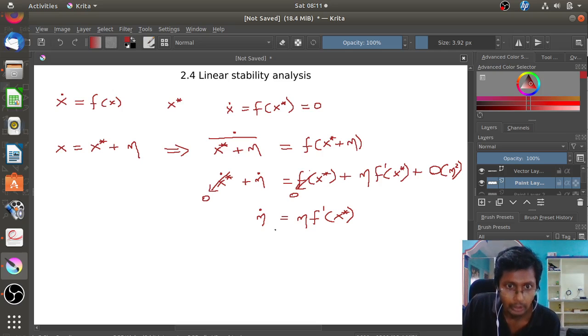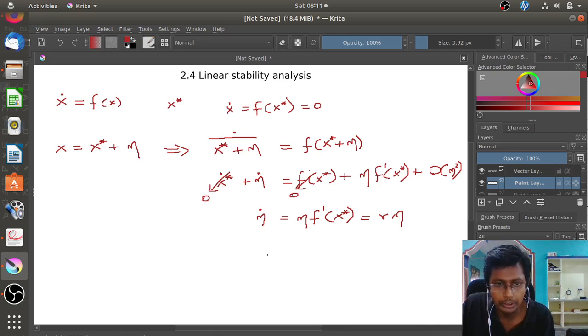Now, for further illustration, let me call this f prime of x star as r, so eta dot equals r into eta. And if I solve this equation, what do I get? That's easy to solve because that's a linear differential equation. So what I get is eta of t, which is equal to eta naught, which is the initial deviation, into e to the power of rt.